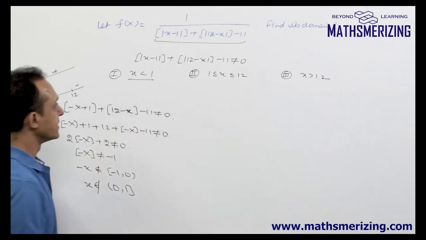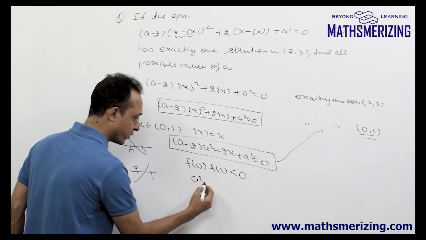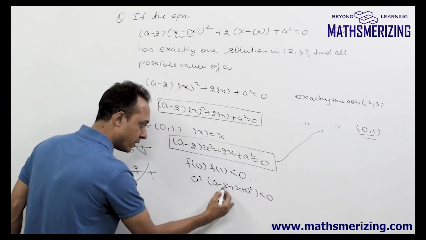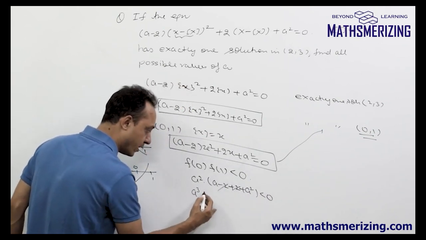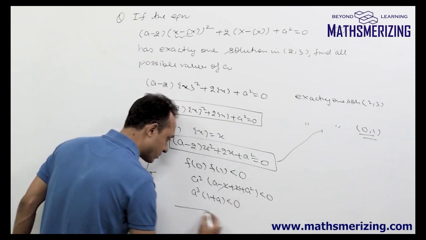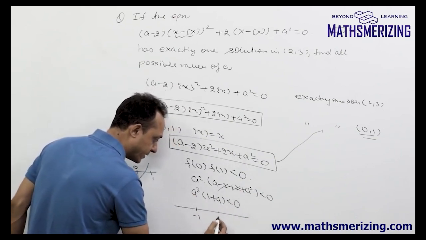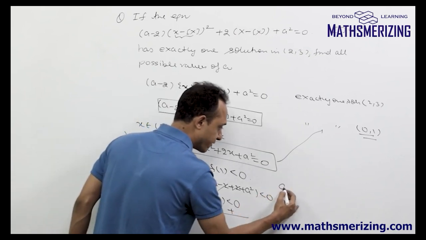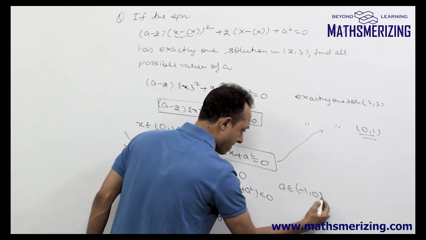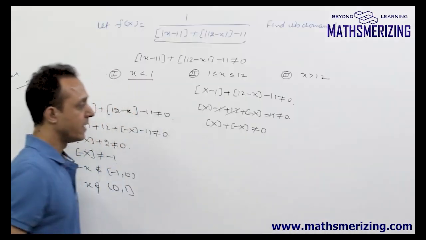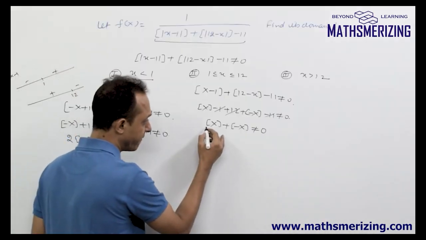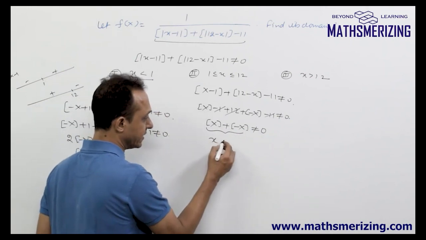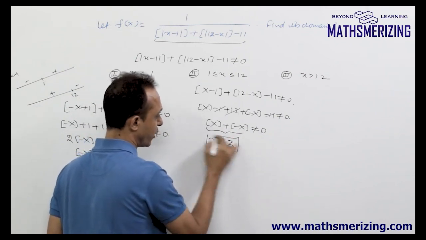Now what about the second case? In the second case, both of them are positive. So I'll write the greatest integer function of (x - 1) plus the greatest integer function of (12 - x) - 11 is unequal to 0. So here I'll get the greatest integer function of (x - 1) plus 12, plus the greatest integer function of -x, minus 11, is unequal to 0. So here 11 and 11 will cancel. So I'll get the greatest integer function of x plus the greatest integer function of -x should not be equal to 0. So I know that the greatest integer function of x plus the greatest integer function of -x is 0 when x is an integer. And here it is non-zero when x is not an integer. So that means the value of x should not be an integer.